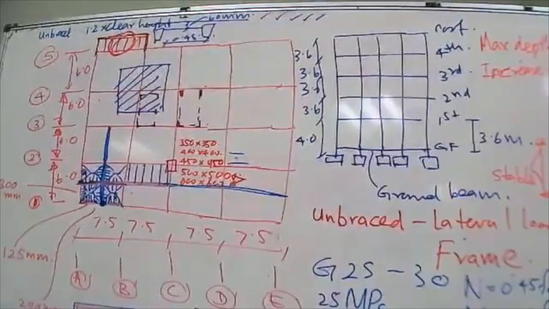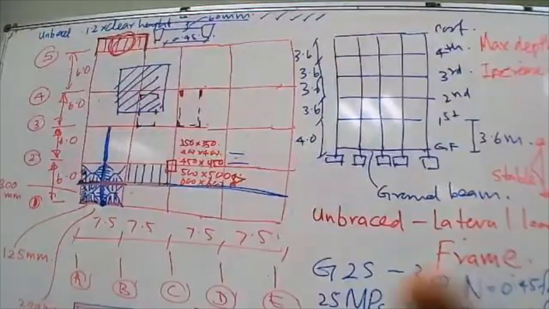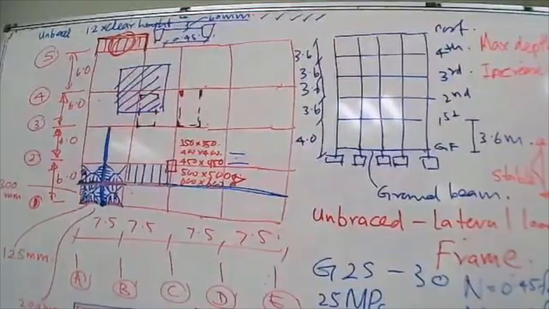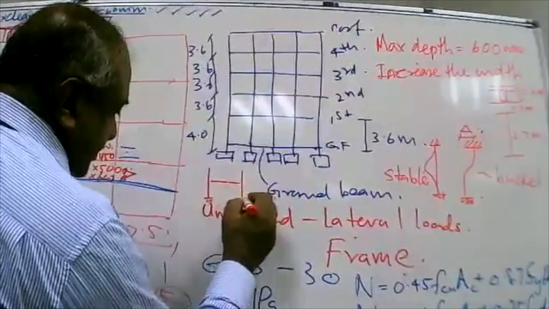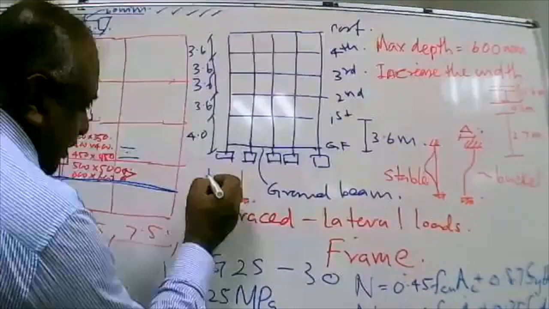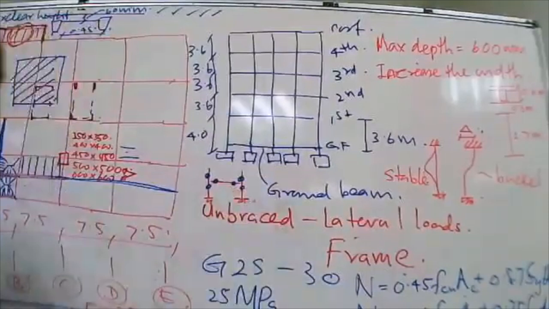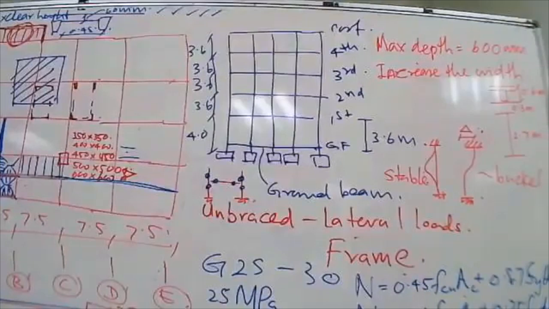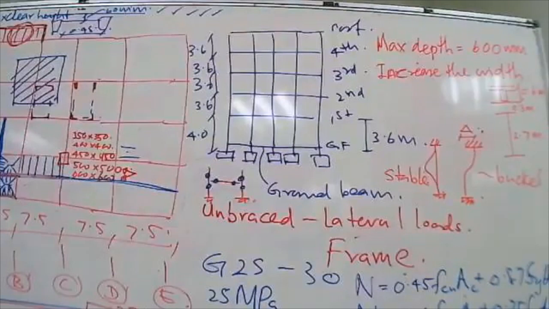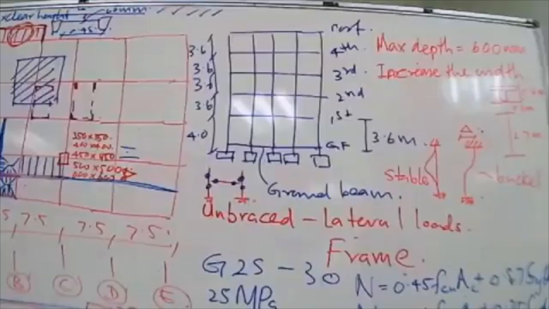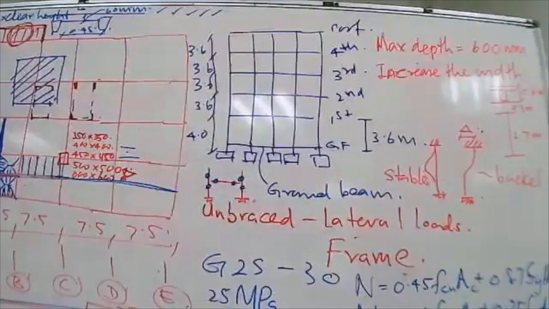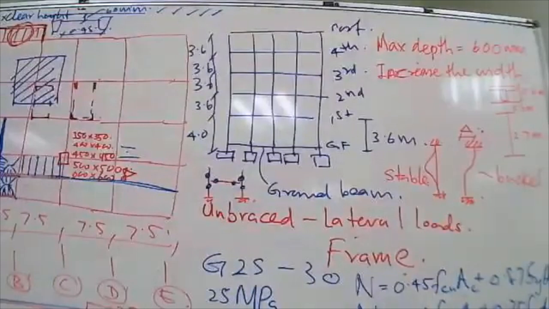But there's a big advantage of going for 600 by 600 columns. What is the advantage? If there's an earthquake, I'll take a small frame where the hinges can occur at all these places. But we know always hinges will occur in the weaker element. And we like the hinges forming in the beam, not in the column. So if I want to make sure hinges do not form in the column, I must make sure the column is bigger than the beam. And because of that reason, I would say I prefer 600 by 600 column.